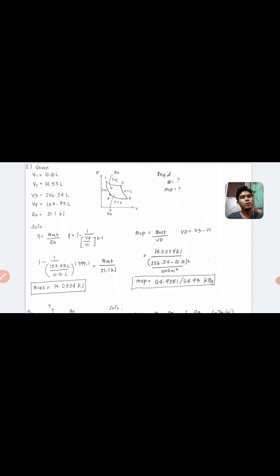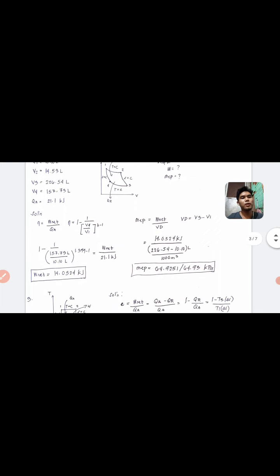it by 1000 cubic meter, because 1 liter is equal to 1000 cubic meter. So divide by 1000 cubic meter in order to proportion our unit. So mean effective pressure now is equal to 64.9251 or 64.93 kilopascal.